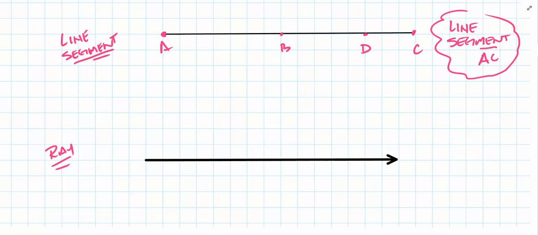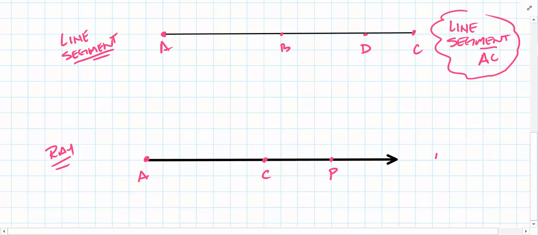One side's going infinitely, one side stops. What do you think? Just one. It's going one way. It's not going both. Okay, cool. So it's going in one direction, right? Yeah, this is a ray. And we can call this ray AC. Ray could be AC. And we are extending in one direction.